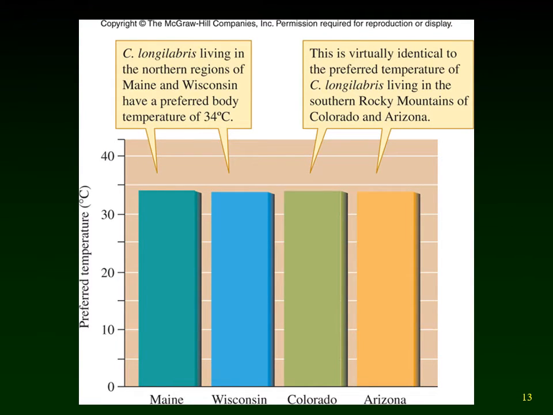And no matter where we find them, whether in Arizona or further north in Maine and Wisconsin, they have a preferred body temperature of 34 degrees Celsius. So if you're going to find them further south, they're up in the mountains. They're finding their location in a habitat where it's much cooler, so they're able to keep their body temperatures constant no matter where you find them.